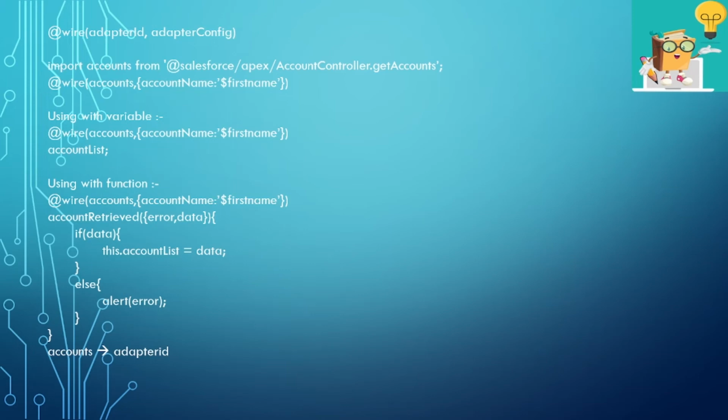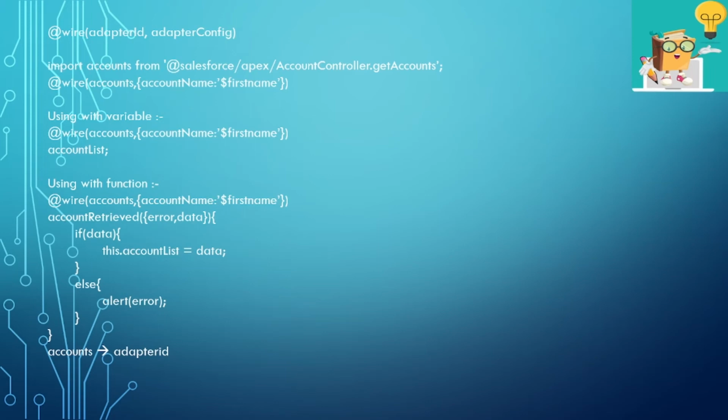In simple terms, I have a method called getAccounts in my account controller, and I have used a statement called import accounts from my Apex getAccounts method. So here accounts becomes my adapter ID. This means I am telling the wire decorator that accounts is your data source from where you are going to fetch the data.